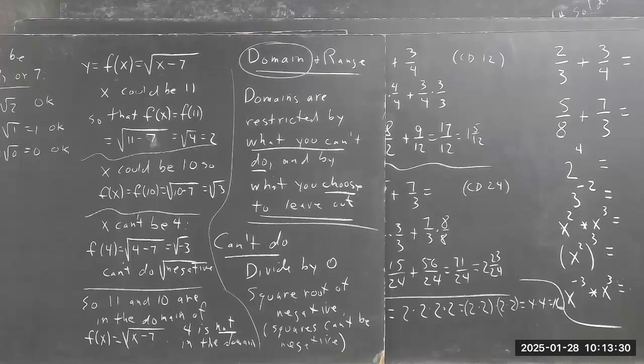Now, if you go any lower than 7, though, you're going to get a negative number, right? If X is less than 7, then X minus 7 is negative. Then you get a square root of a negative. Okay. So the condition.